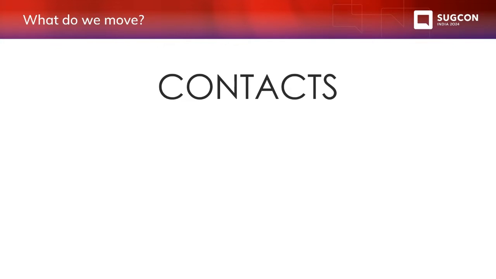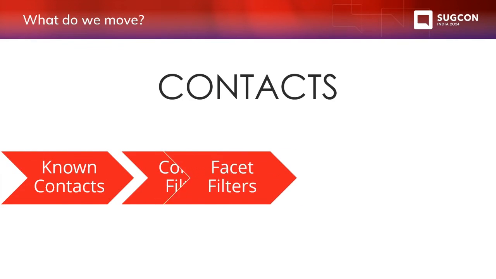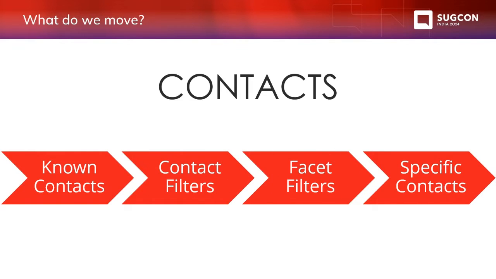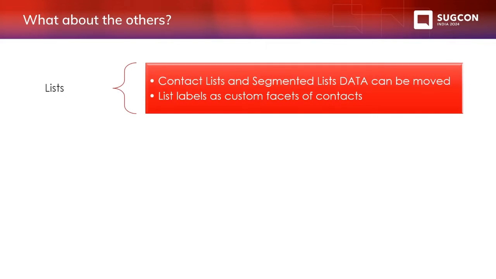Now, what do we move as part of this migration tool? First of all, contacts. For contacts, we will only migrate known contacts, not anonymous contacts. You can use contact filters, facet filters, and specific contacts. So let's say if you want to move some contacts based on a specific contact ID, you can easily move those specific contacts rather than moving all the contacts. And again, it is always an upsert action in CDP.